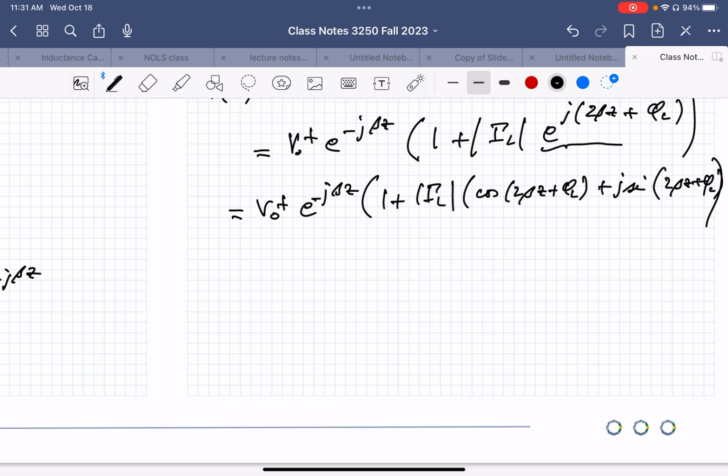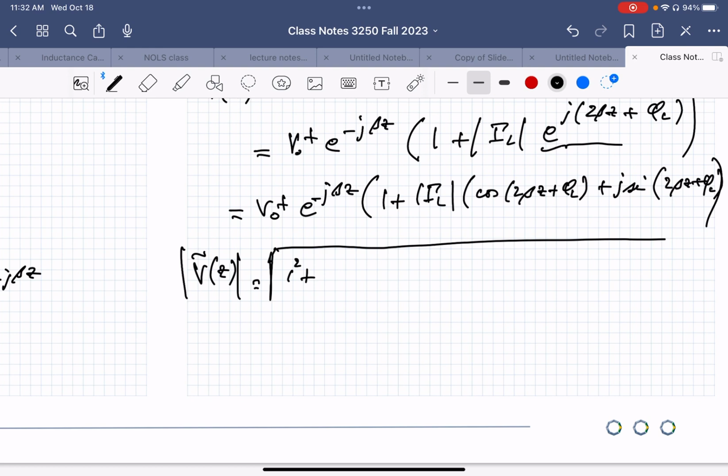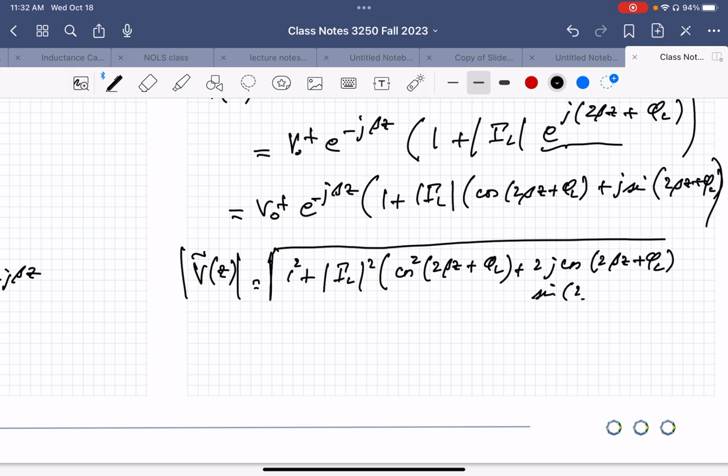Okay, and then basically if you want to take the amplitude, we get the amplitude of this whole thing, and we end up with the square root of 1 squared plus gamma sub L squared, cosine squared of 2 beta z plus phi sub L, plus 2j cosine of 2 beta z plus phi sub L times sine of 2 beta z plus phi sub L, minus sine squared of 2 beta z plus phi sub L.